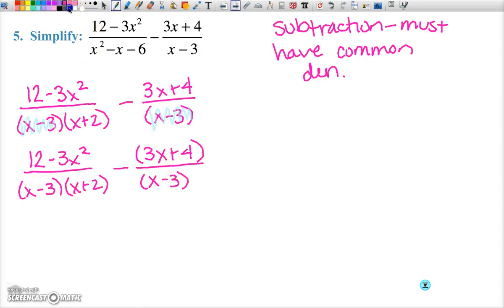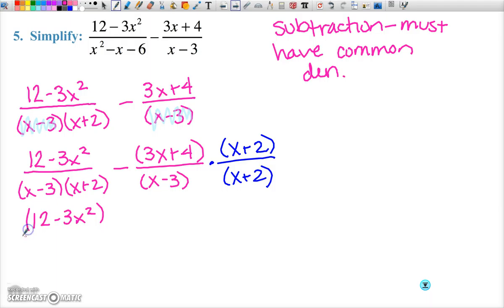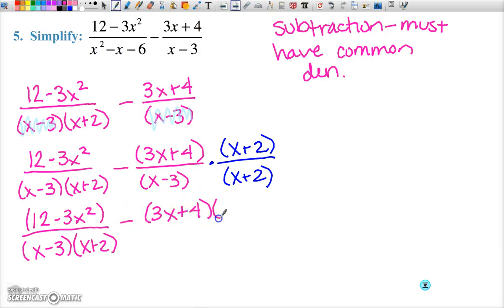So I'm going to multiply the top and the bottom by x plus 2, because really you're not changing anything, you're just changing the way that it looks, because this is just the number 1. So over here we still have 12 minus 3x squared, which we can't do anything with, right? And then we have our x minus 3 times x plus 2, minus, now our numerator over here is 3x plus 4 times x plus 2 over x minus 3 times x plus 2.